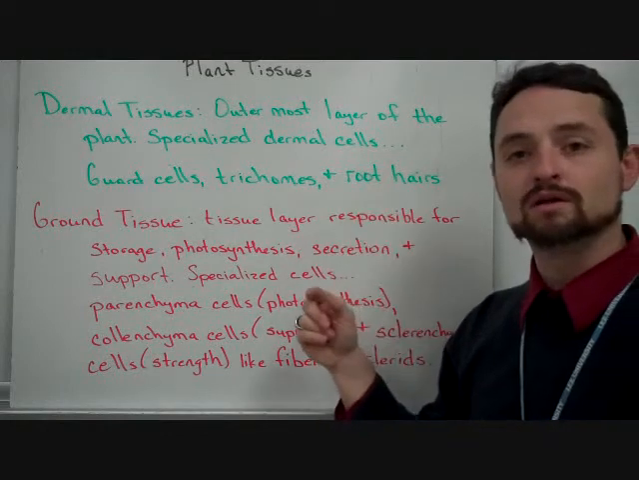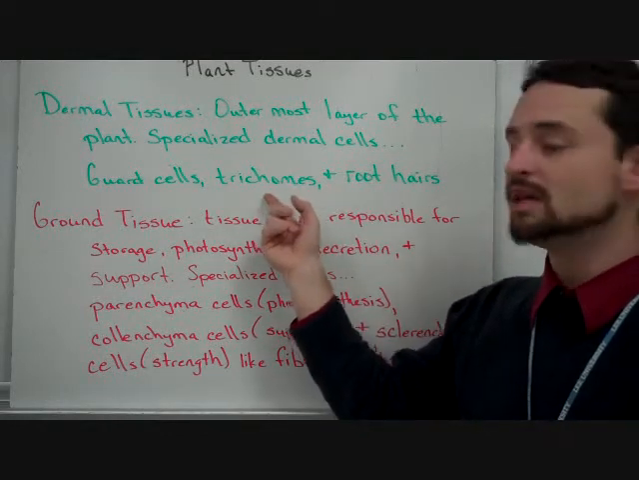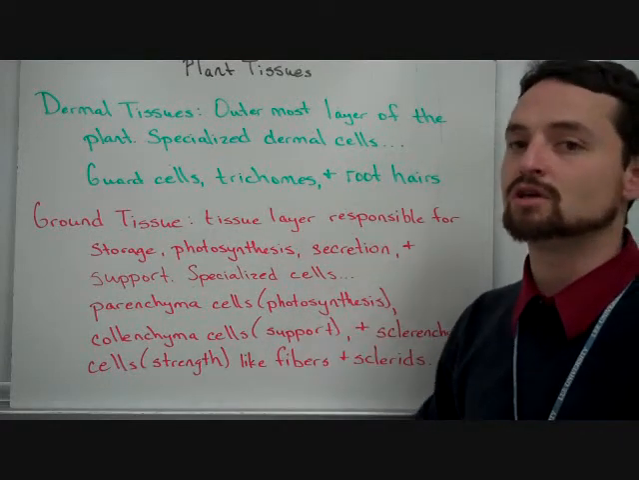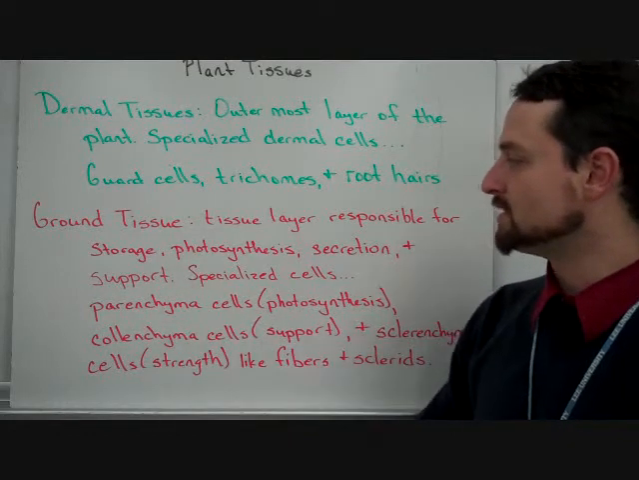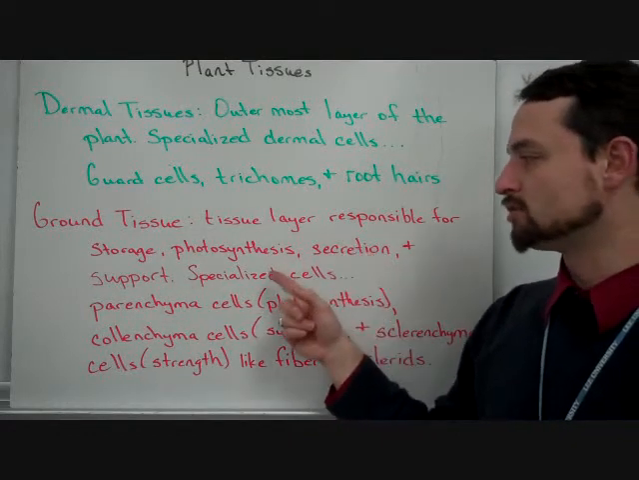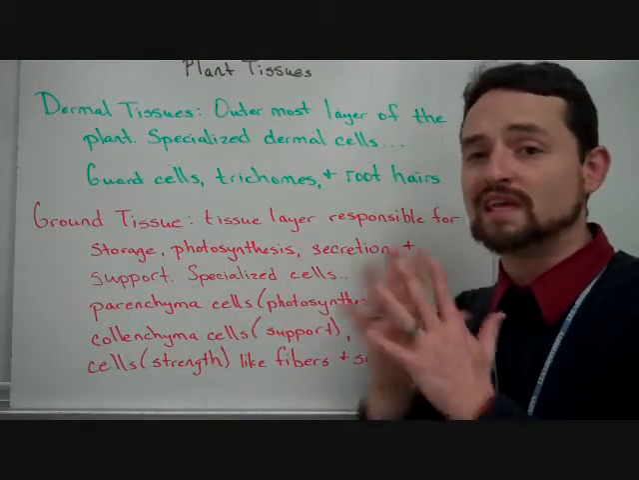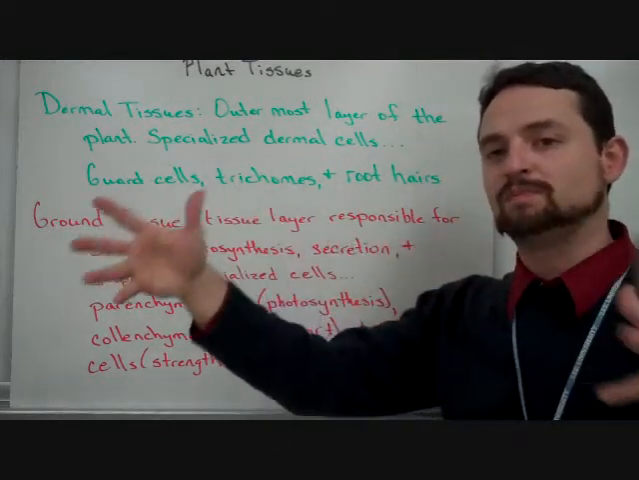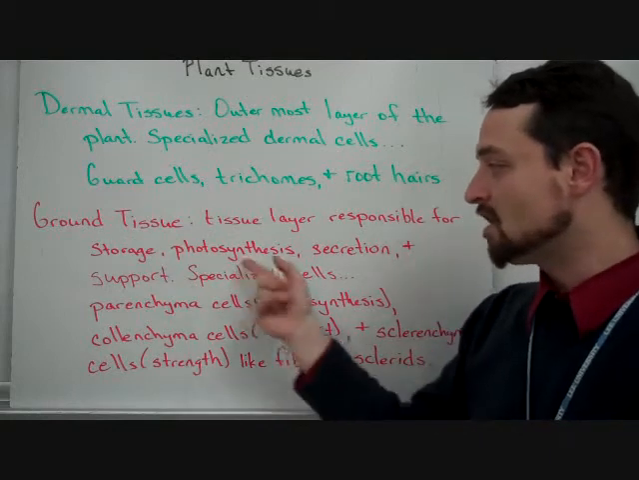And then you have root hairs. Root hairs are similar to trichomes on the stems and leaves, but these occur in the roots, and they actually increase surface area so that you can get good water absorption. Ground tissue, another type of plant tissue. Tissue layer responsible for storage, photosynthesis, secretion, support. It's really a lot of the inside material. So this is the outer covering of the plant. A lot of the space-filling stuff is ground tissue. And it does all kinds of different things.